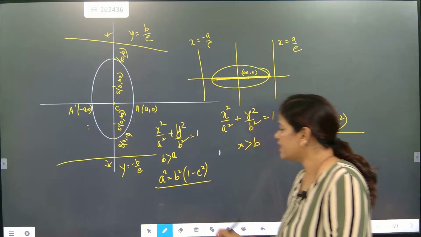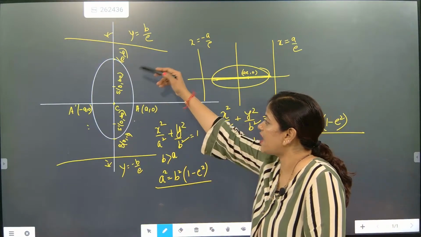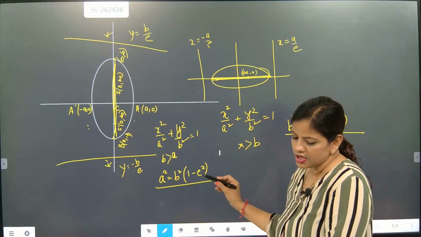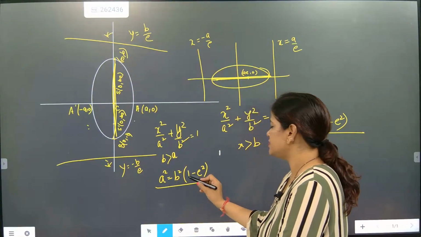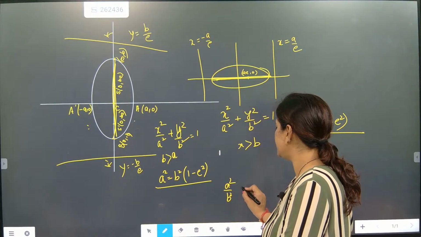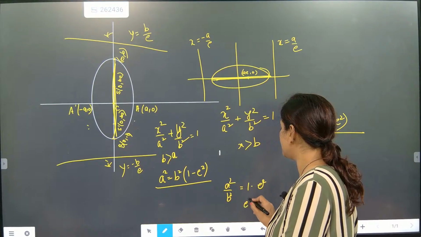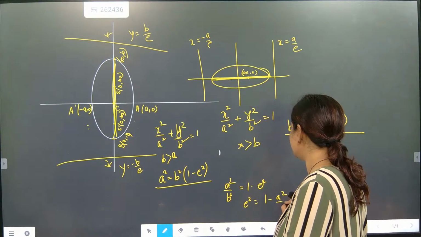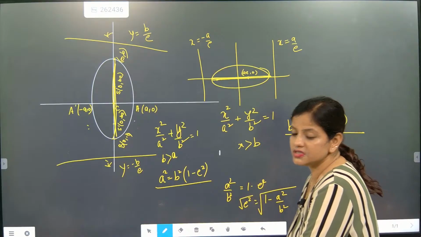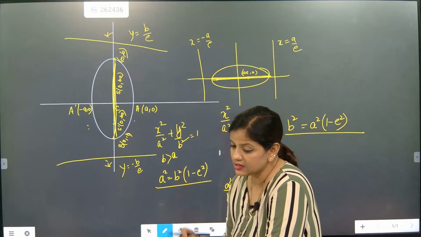When the major part of the ellipse is resting on the y-axis, at that particular moment a square is equal to b square into 1 minus e square. So it will become a squared by b square equals 1 minus e square. So e square will be equal to 1 minus a square by b square, all under root. So this is exactly the way to find the ellipse.